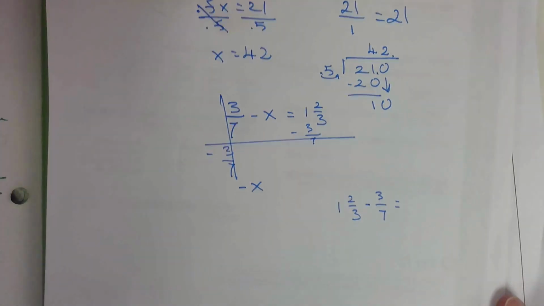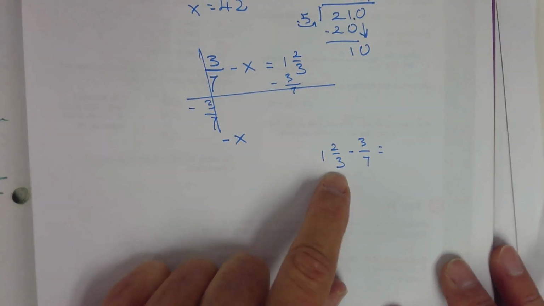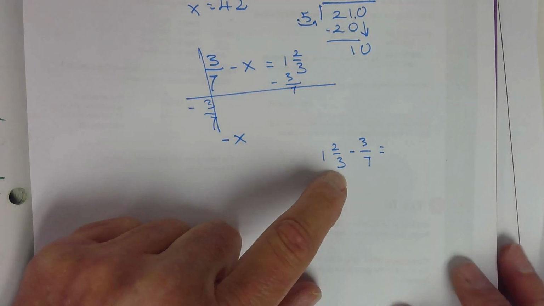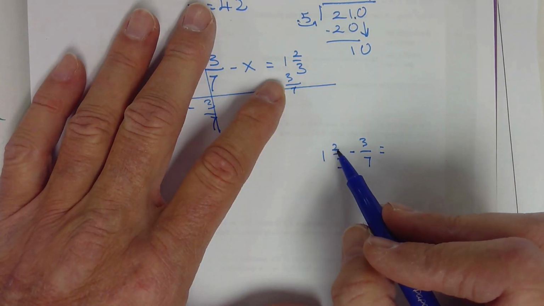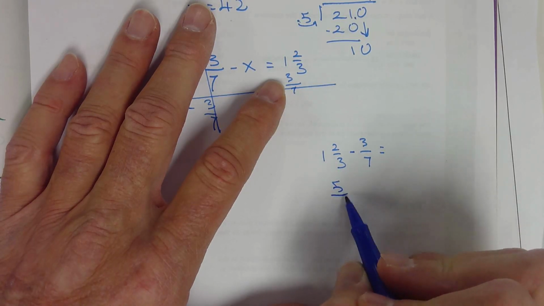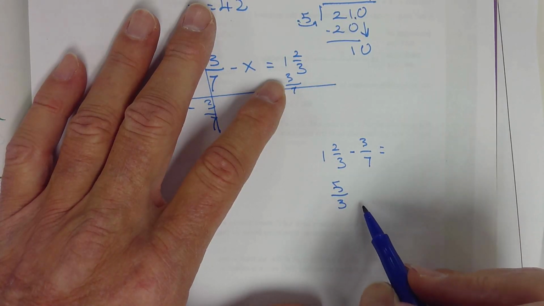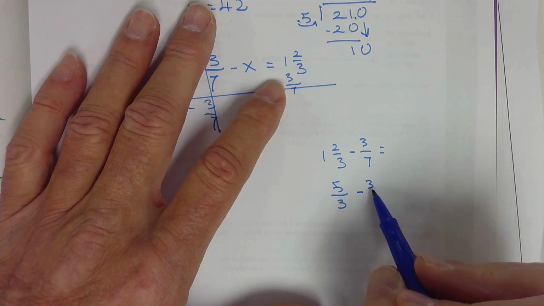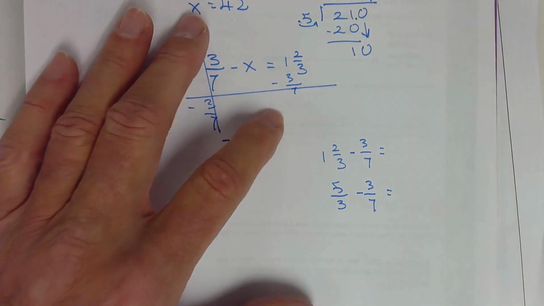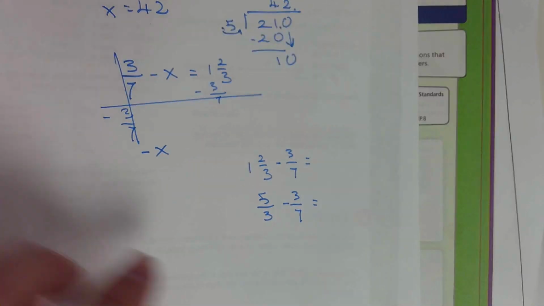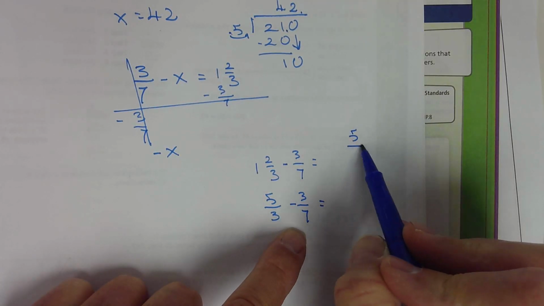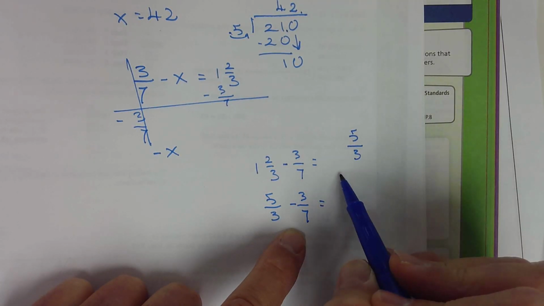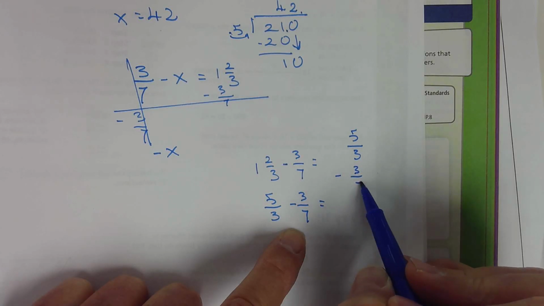What do I need to do with that mixed number? Yeah, turn it into a fraction. 3 times 1 is 3, plus 2 is 5. So it becomes 5 over 3 minus 3/7. Now I can work with that. So I'll just come over here and set it up vertically. Here's 5 over 3, and I'm subtracting 3/7.